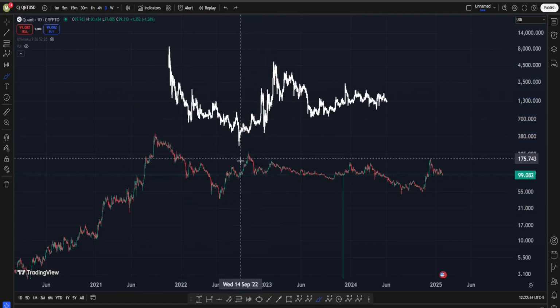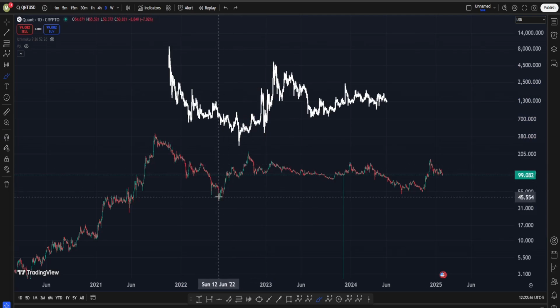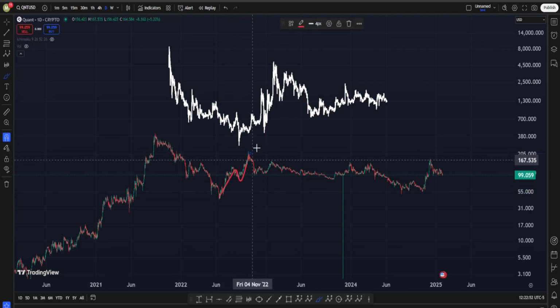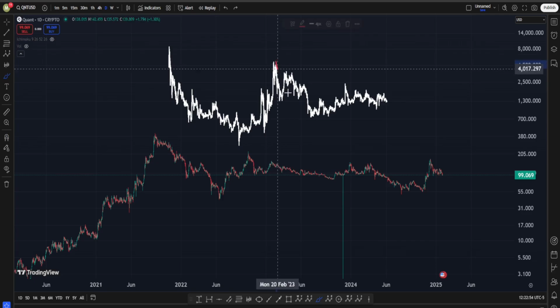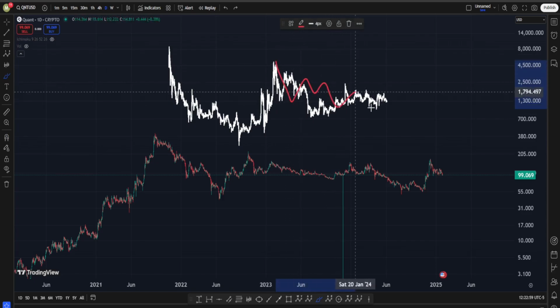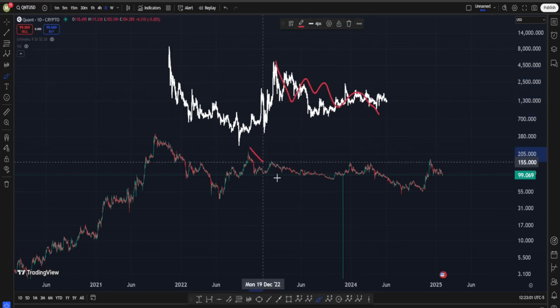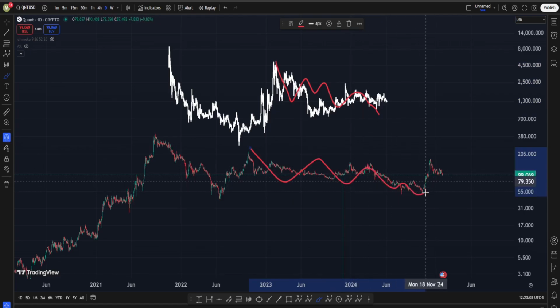And I'm going to say so far in Quant, because I don't want to be accused of being an absolute moon boy, this is actually an ABC and not an impulse. And then we started a boring move on the downside to about here. And in Quant, we are actually having something very, very similar.